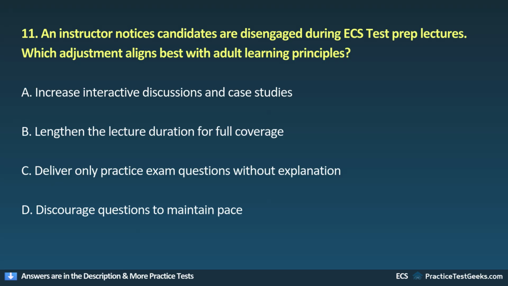11. An instructor notices candidates are disengaged during ECS test prep lectures. Which adjustment aligns best with adult learning principles? A. Increase interactive discussions and case studies. B. Lengthen the lecture duration for full coverage. C. Deliver only practice exam questions without explanation. D. Discourage questions to maintain pace.